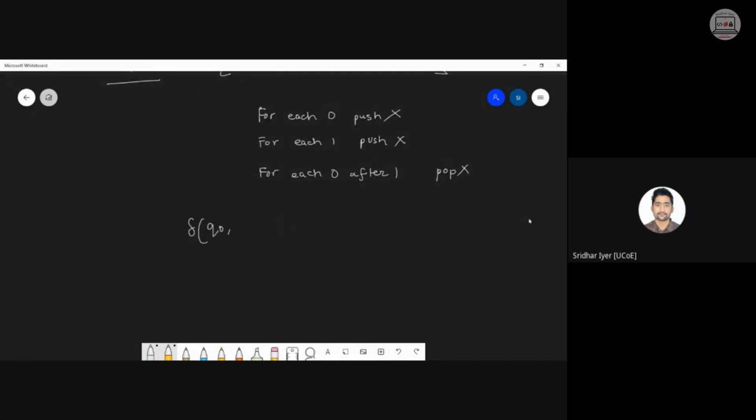Now let's see how the transition function looks. Initially, we are in state q0. The first symbol 0 came, with the top of the stack being r. We know that according to our logic, we need to push x onto the stack. So it looks like this. Again, we know that there are m number of zeros, so we need to loop it.